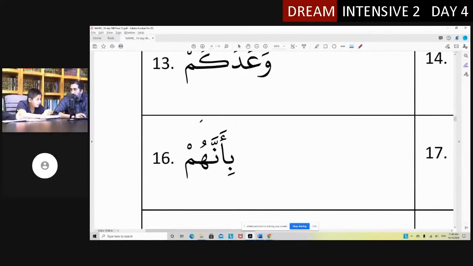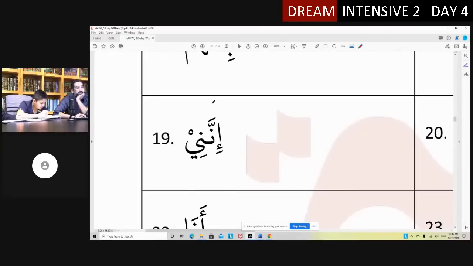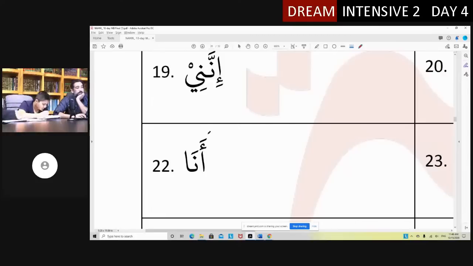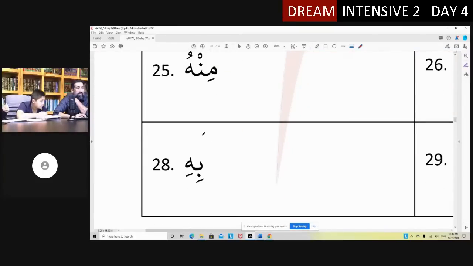Bi'anna, you should know what that is. بأن. What kind of word is that? It's a harf of nasab, like لأن, كأن, بأن. Innani, in number 19. What kind of word is that? Harf of nasab. Good job. Ana, there's no attached pronoun. Min, number 25. Harf of jar. Bihi, pronoun. B is harf of jar. Right?